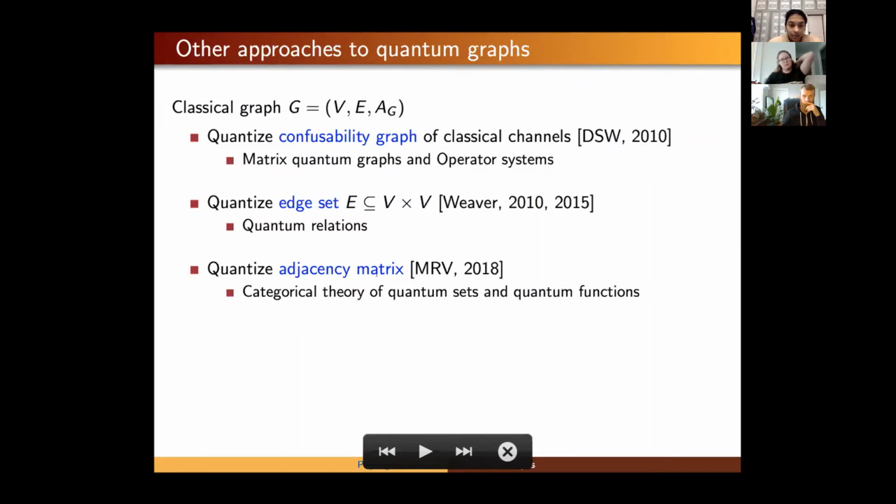And there is yet another way of defining quantum graphs, which is using a quantization of the adjacency matrix. This approach was introduced by Musto, Reutter, and Verdon while studying a categorical theory of quantum sets and quantum functions.